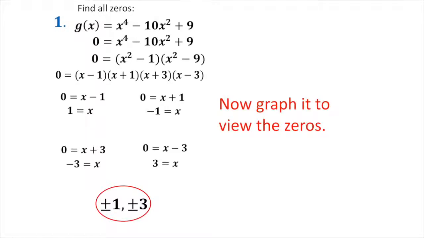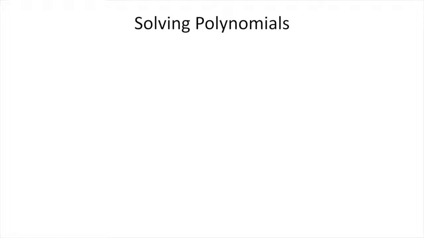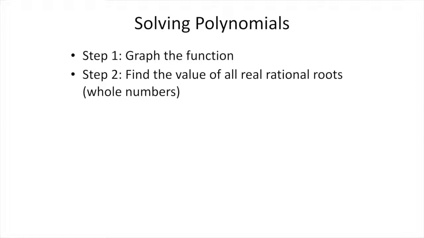So here's the order in which we should do these. When we're solving a polynomial, the very first thing we need to do is graph it. Plug it into your TI-Nspire and graph it. Now, after you graph it, we're trying to find the value for all rational roots. What that basically means is we're trying to find those zeros. We're trying to find where it crosses that x-axis, just like we did with our TI-Nspire.